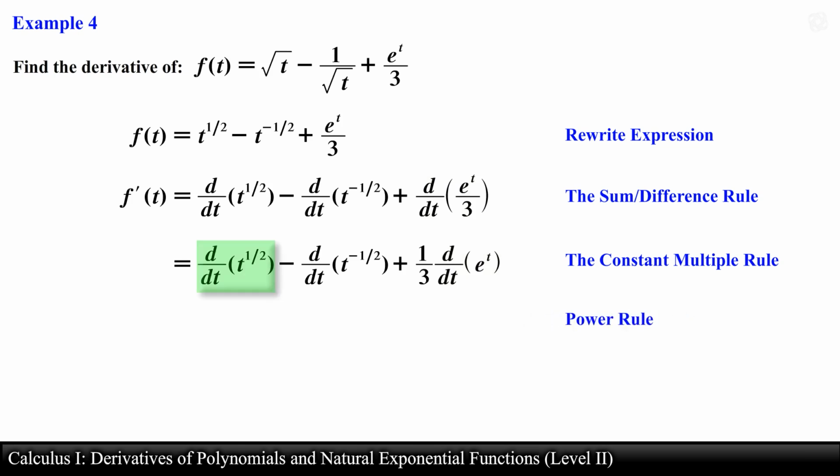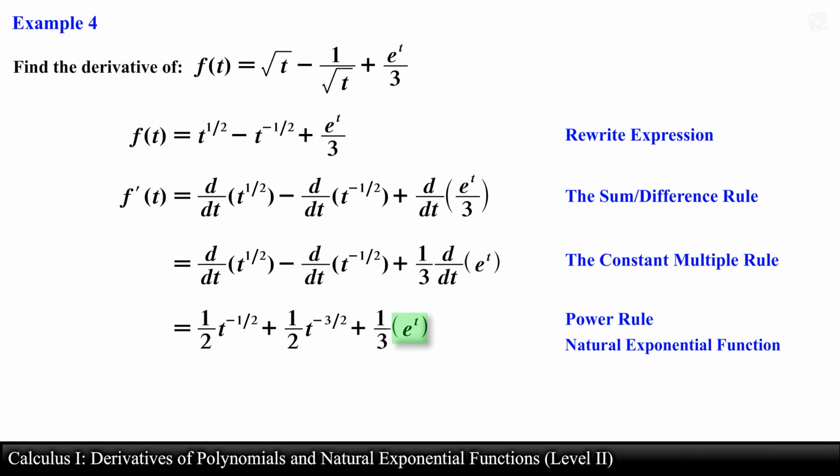Taking the derivative of the first term results in the following expression. The derivative of the second term is equal to the following expression. And the derivative of the last term is equal to e raised to the power of t, because the derivative of a natural exponential function is just equal to itself.